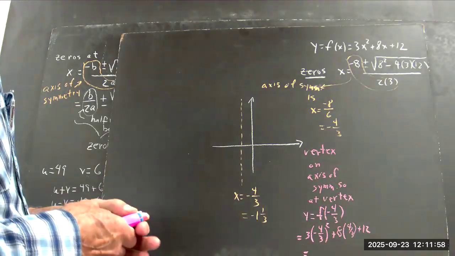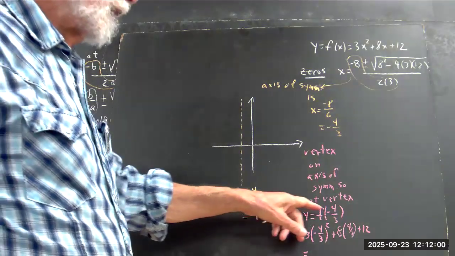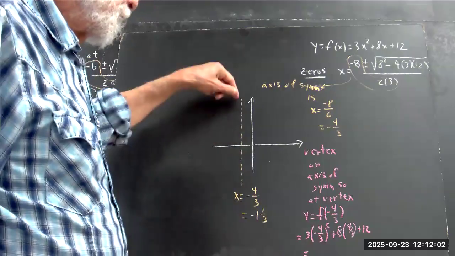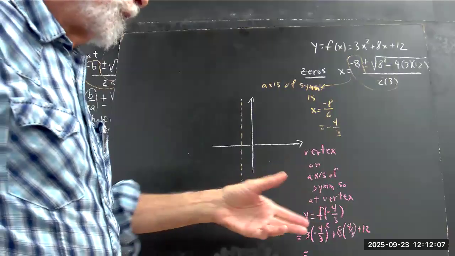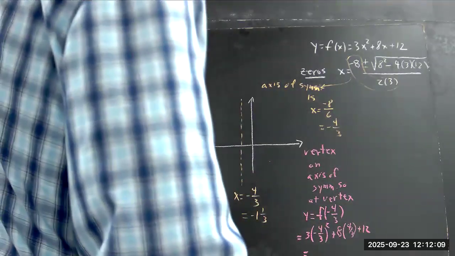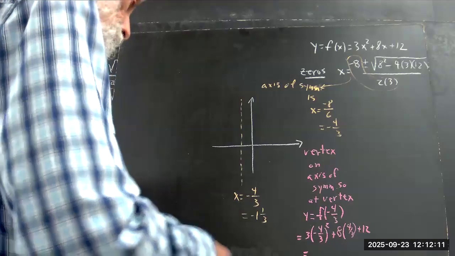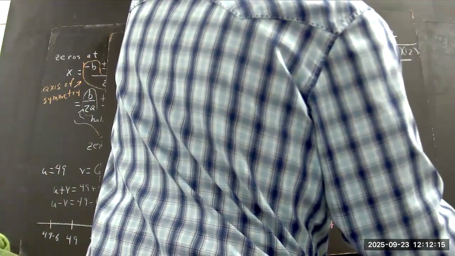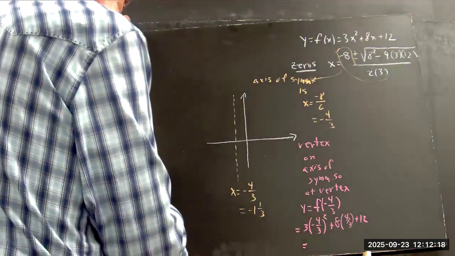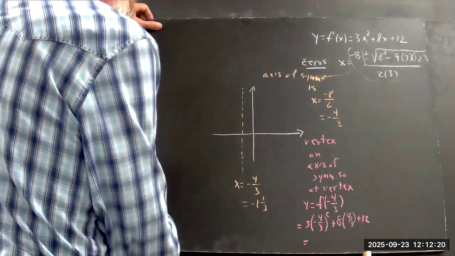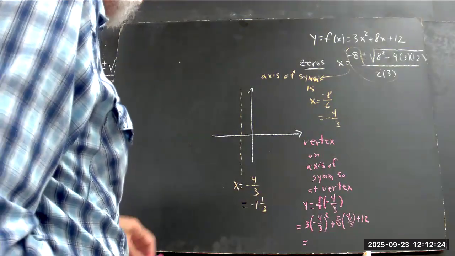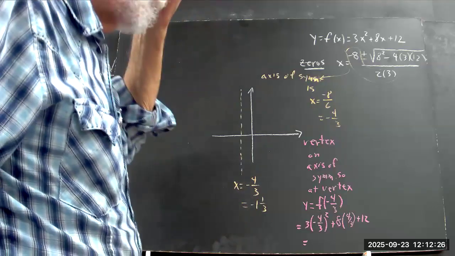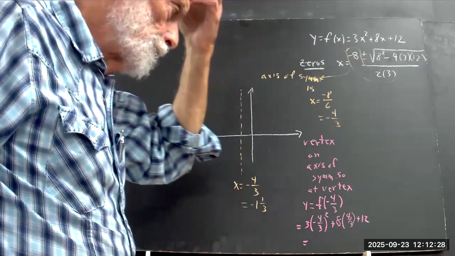So what am I going to do? I want to find where the vertex is. I know it's on the axis of symmetry where x is always negative 4/3. So I plug in negative 4/3. I'm going to have to raise this board up a little bit. I'll have to adjust that camera later, but it takes a little while to adjust it properly, so I don't want to do it live here.